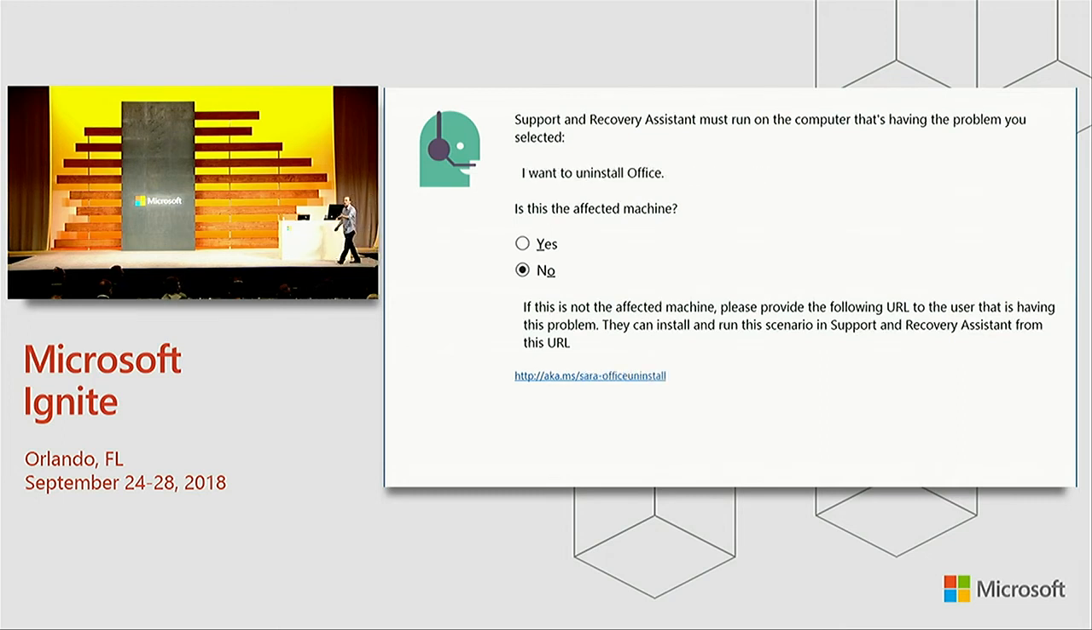Obviously, same thing with uninstalling Office. You're always going to be doing that from the machine where you want to uninstall it. But notice, though, between these two, it's sending you to a different link. So each one of these has a separate link it will take you to when it wants to run it in sort of a standalone mode on the affected machine.